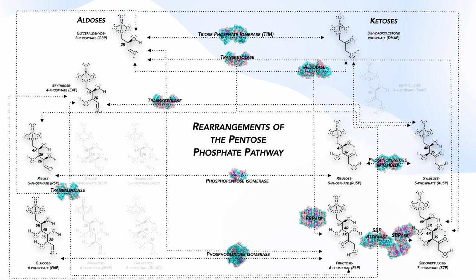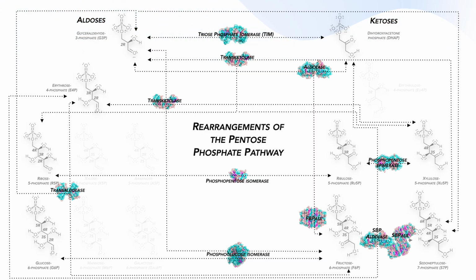It is important to note that the reductive phase of the pentose phosphate pathway, i.e. the Calvin cycle, is unique to photosynthetic organisms. However, the rearrangement phase and the oxidative phase, as we will subsequently see, are not unique to just photosynthetic organisms.